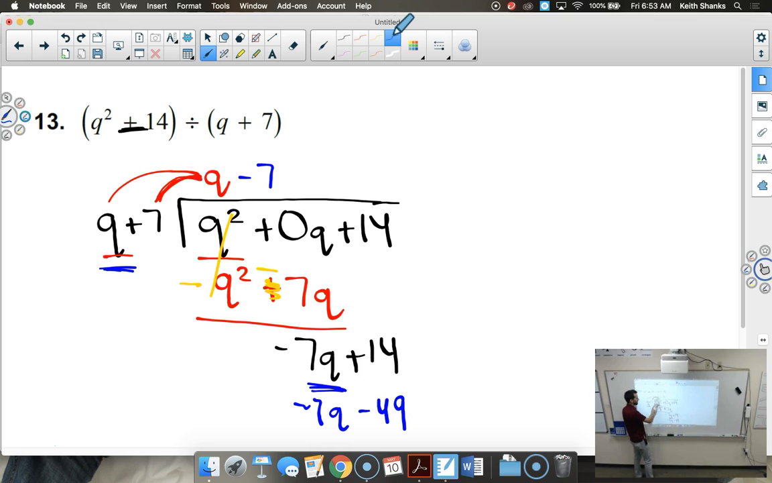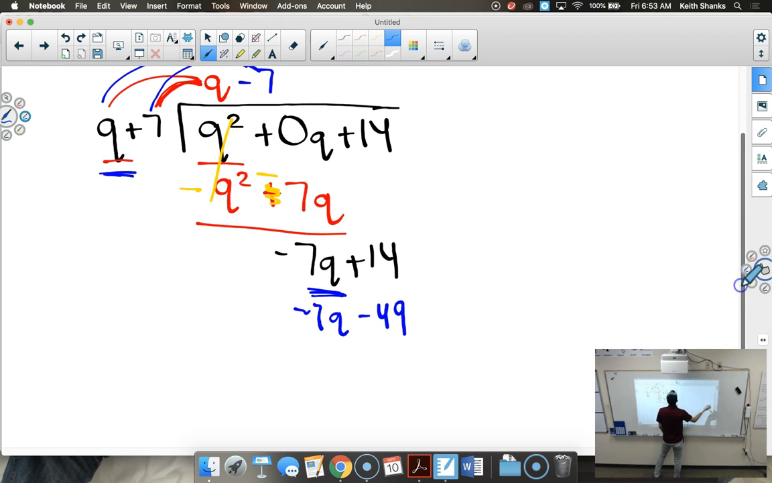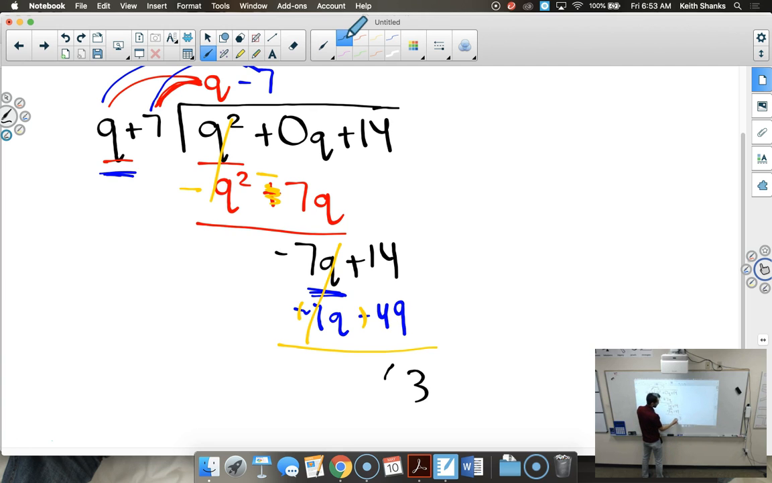Really large negative number here. Distribute these through. Negative 7 times 49. Okay. I'm going to change my signs here. These are going to cancel out. And then over here, again, I have a really large remainder of 63.